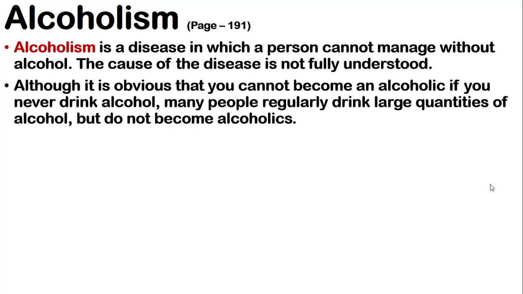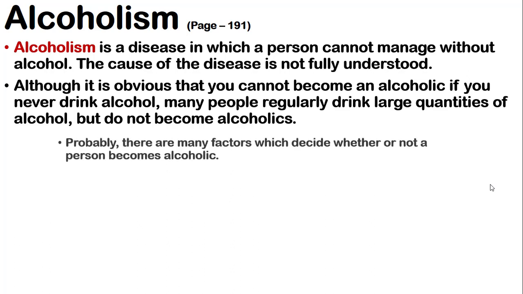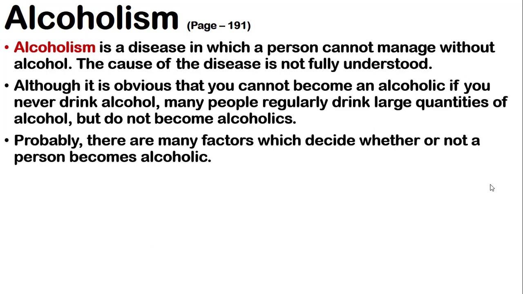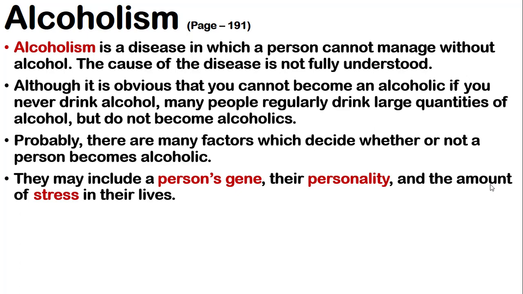So alcoholism is actually the phenomenon where alcohol becomes necessary for the normal functioning of your body. That is said to be alcoholism. Most of the people do not get alcoholic, not each and every person gets alcoholic. Probably there are many factors which decide whether or not a person becomes alcoholic. For example, your genetics decide whether you would become alcoholic or not. They may include a person's genes, their personality, and the amount of stress in their lives.